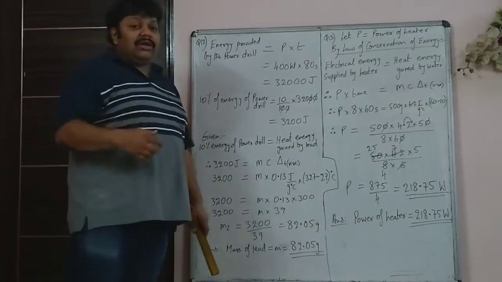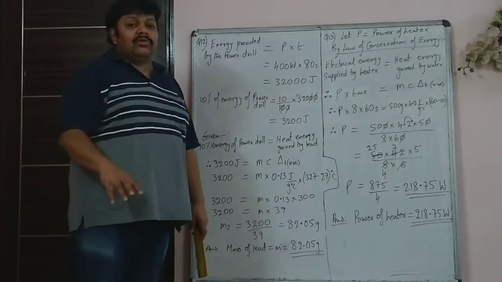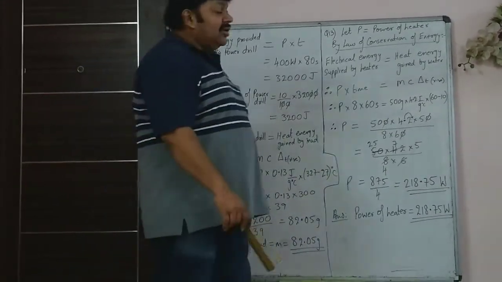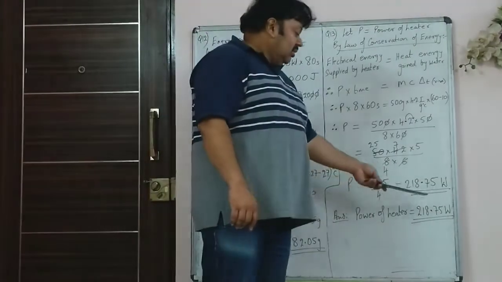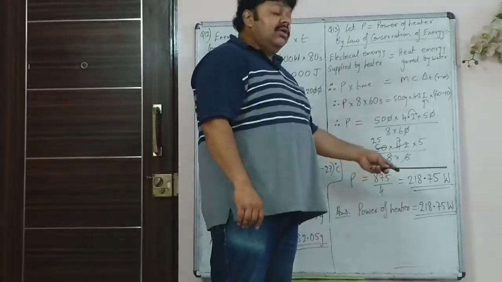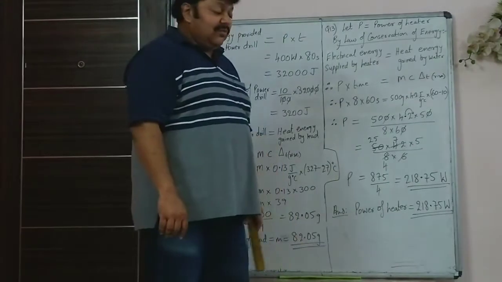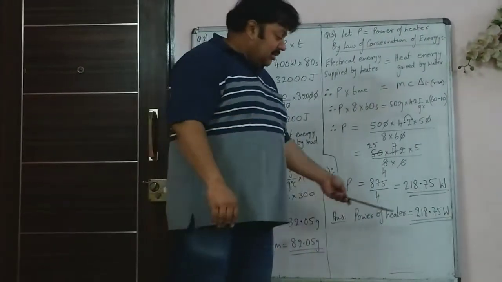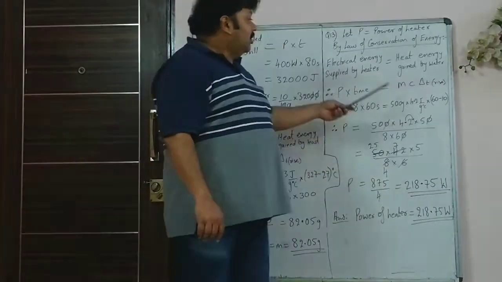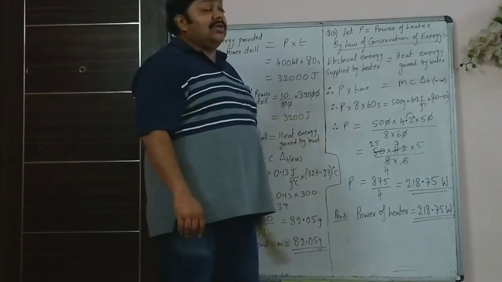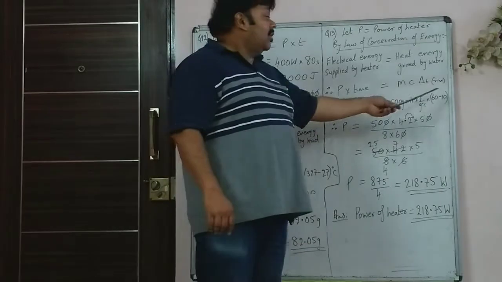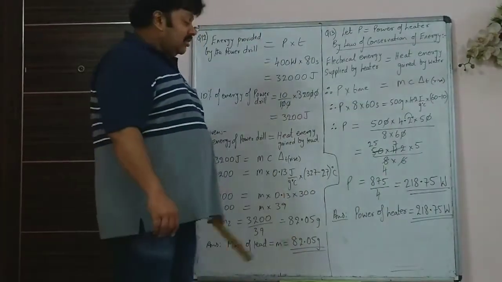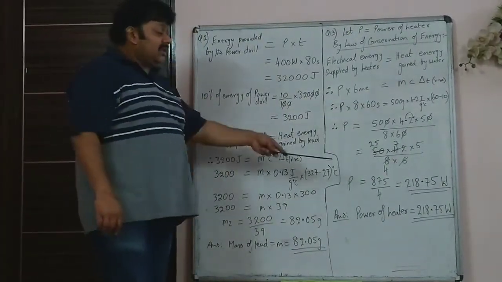I told you generally all the electrical appliances used will have a voltage rating of 220. This has a power rating of 218.75. More the power rating, less the time that is required. This has a low power rating, so that is why it is on for almost 8 minutes to heat the water by 50 degrees Celsius. So that's the power rating.